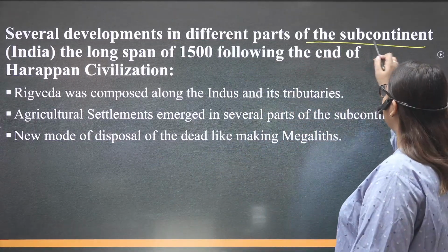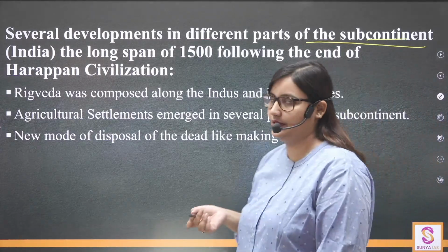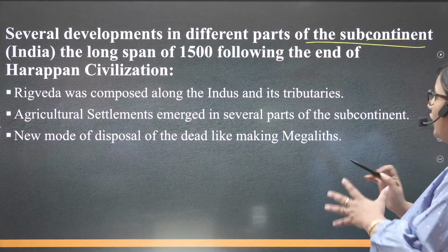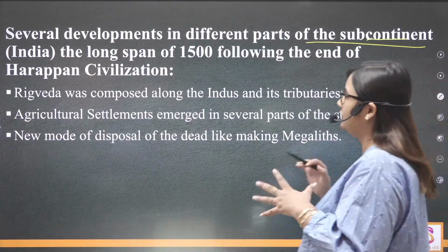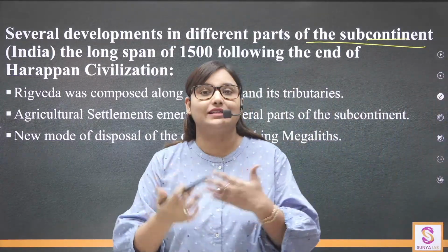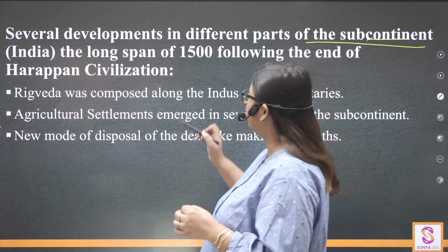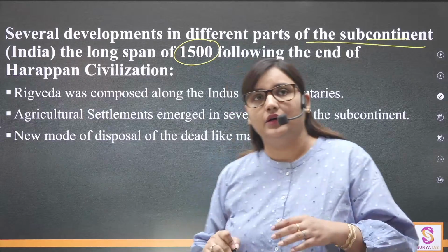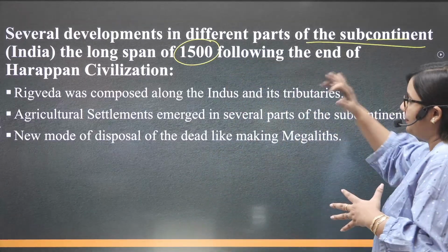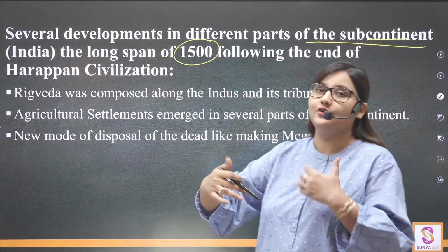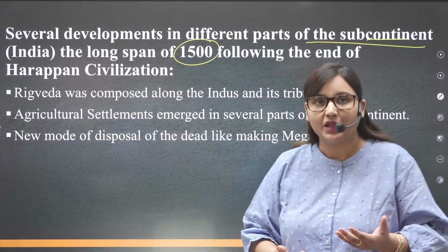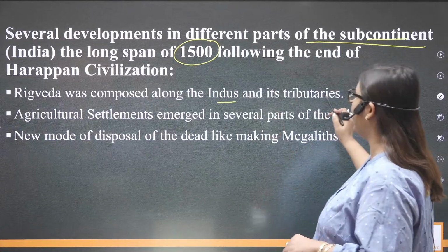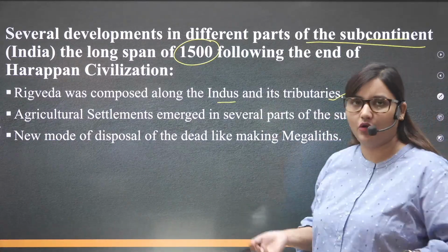Just keep this thing in mind, it will give you extra marks. Okay, now after the long span of time, we saw that some new changes happened. So we consider the time of 1500 BC, and there you will see the end of Harappan civilization, after which we saw the rise of the Vedic era. Okay, and then the Rigveda was composed along the Indus and its tributaries, which we have already covered.